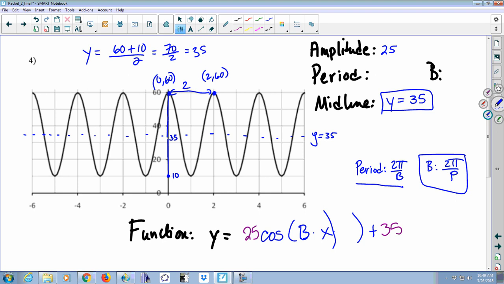So, okay, so we got 2 pi over p. P is what? Do we say pi? So that means our period is pi. Our value for b is 2. So you erase this, and you have 2. And there's your equation. You're all done. Okay? That's it.